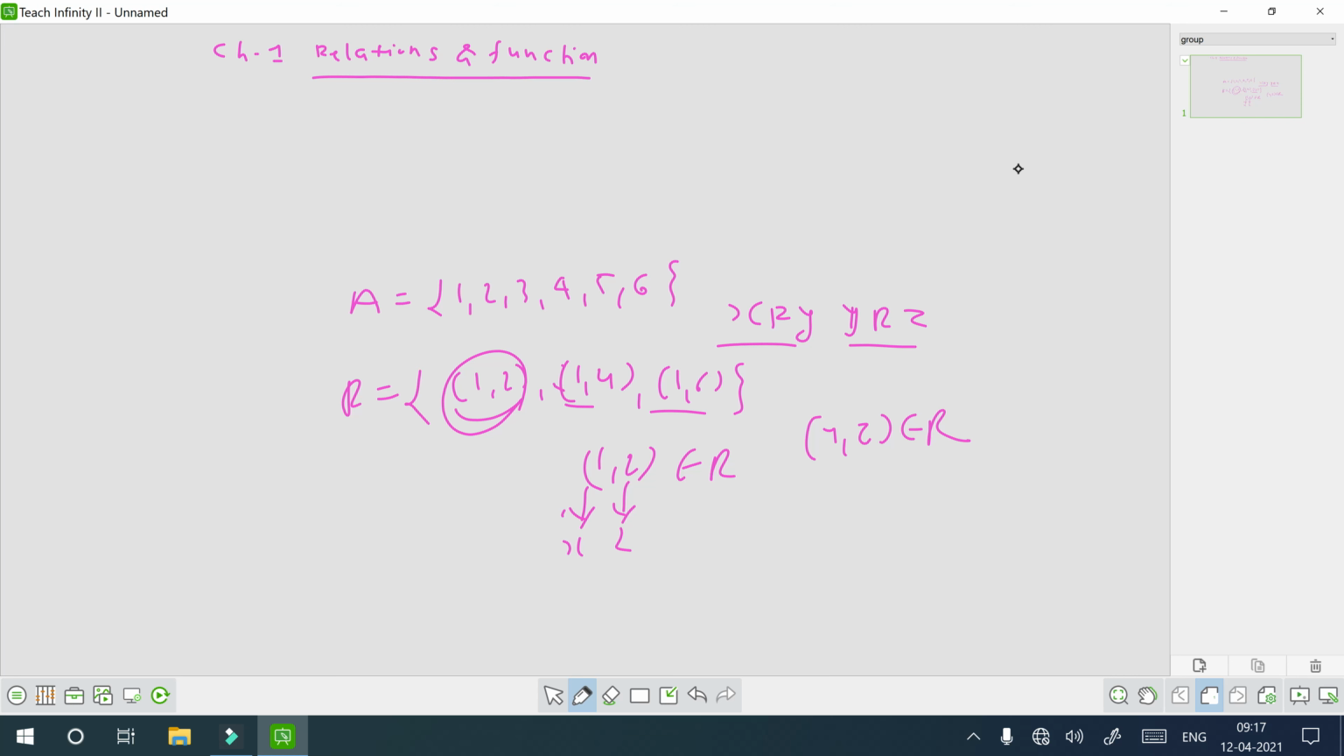So in that case, whenever only a single condition is given to us, then without loss of generality, we have to accept that that relation is a transitive relation.